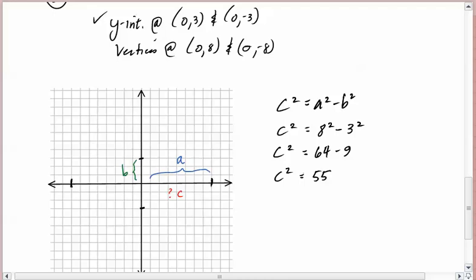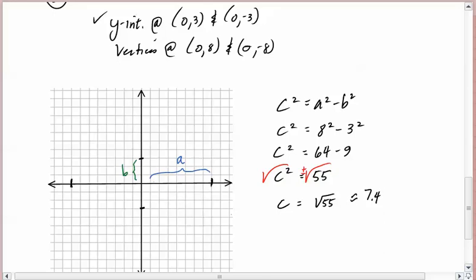We take the square root. We normally would put plus or minus, but, well, we do put plus or minus. So we're going to go ahead and put plus or minus, but we're going to pick the non-negative one. So we get the square root of 55, which is approximately, what is that, 7.4? Okay, so C is approximately 7.4. I'm going to go ahead and put the foci on there at 7.4.